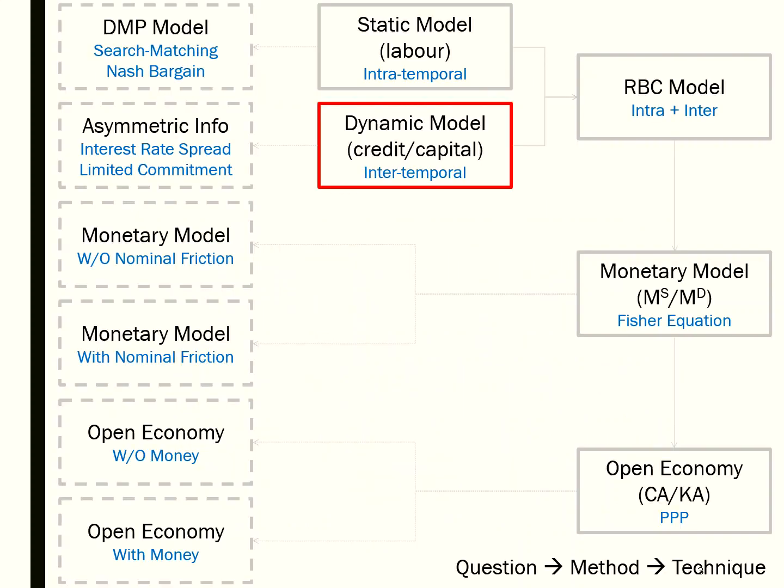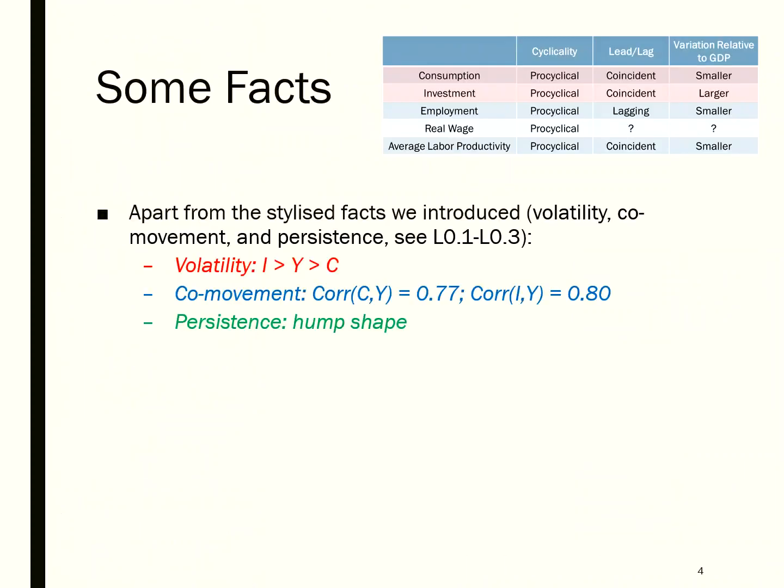Look at this big picture of our models. We are now in the dynamic version of the RBC model. For simplicity, we start with a simple dynamic model without a labor market, but as you will see later, a complete RBC model with both labor and capital markets maintains all conclusions of the separate static and dynamic models. First, let's start with some stylized facts of the capital market and credit market.